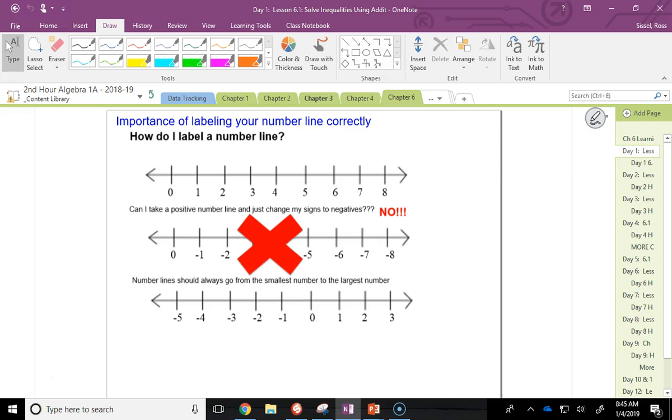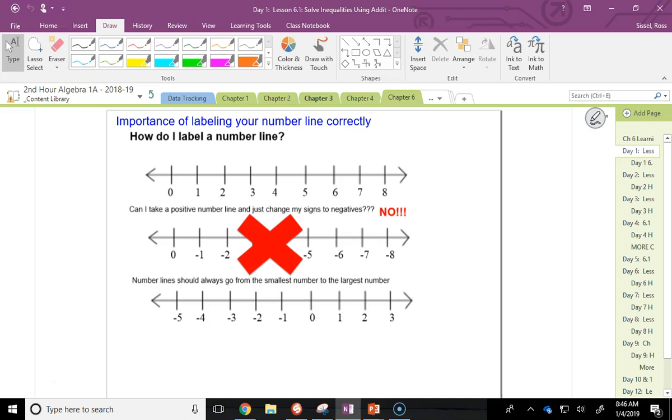Alright, so the importance of labeling. I want to make sure we are very clear on this. You should be on your OneNote still. I'm going to make sure we're focusing so we can work. The importance of labeling your number line correctly is very, very important. How do I label a number line?